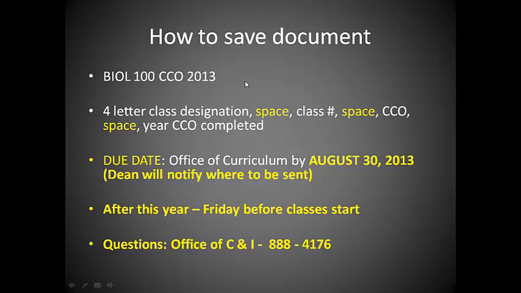Now, how are we going to save the document? This seems like a small thing, but it is a big deal when you are trying to save several documents. So what we're asking is that you save your Common Course outline, use the 4-letter class designation, then a space, then the class number, then a space, then Common Course outline, just put CCO, do not spell it out, with a space, and then the year that you completed it.